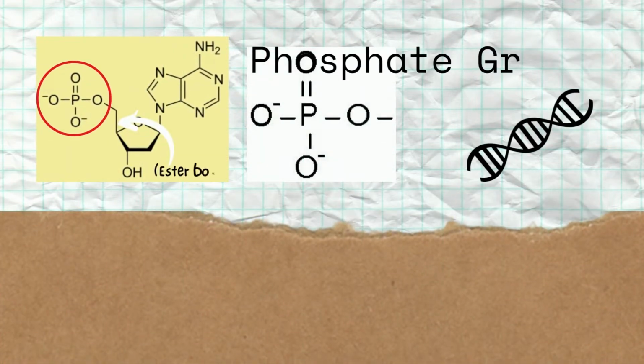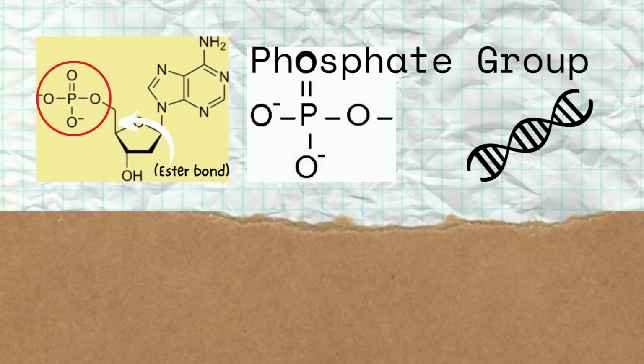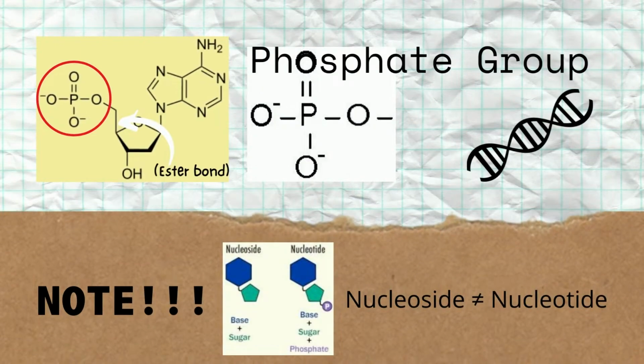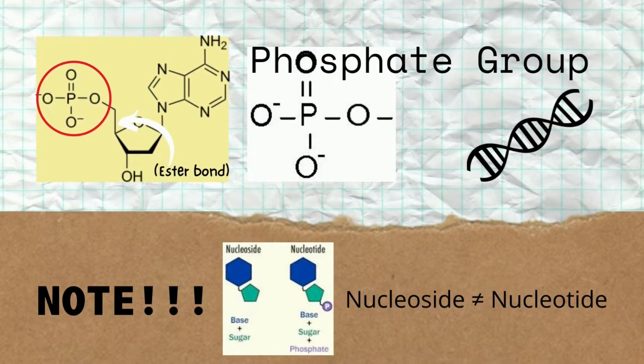Last but definitely not the least, phosphate group is the third component of a nucleotide. It has 4 oxygen atoms bonded to a central phosphorus atom, making the phosphate group a polar molecule. It has the same structure as in ATP molecules. It is connected to the pentose sugar at the 5th carbon via ester bond. Let me give you additional information. Nucleosides are basically nucleotides, but they do not have the phosphate group, so do not get confused between these two.